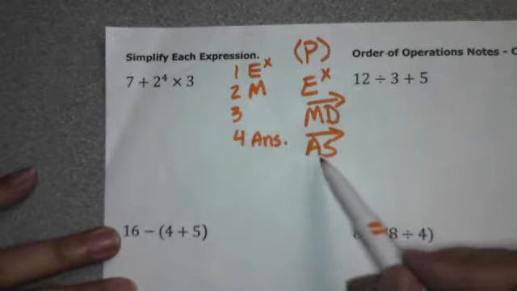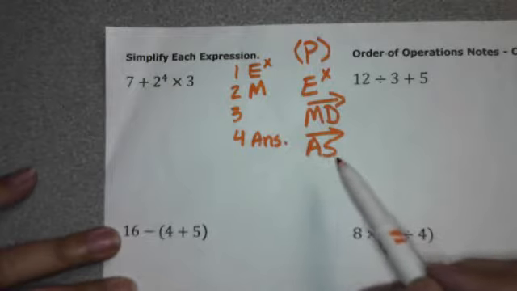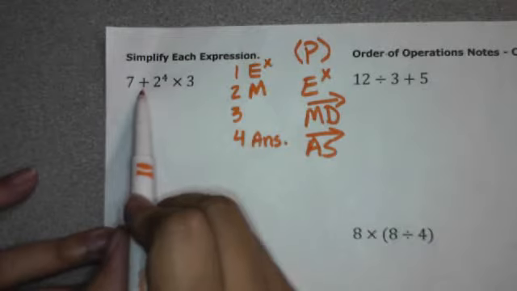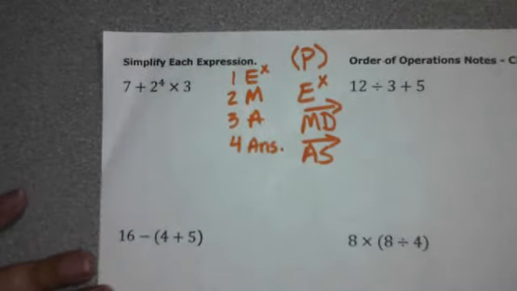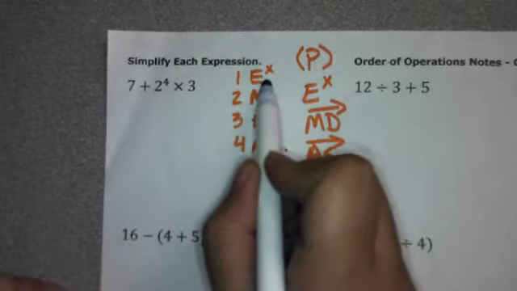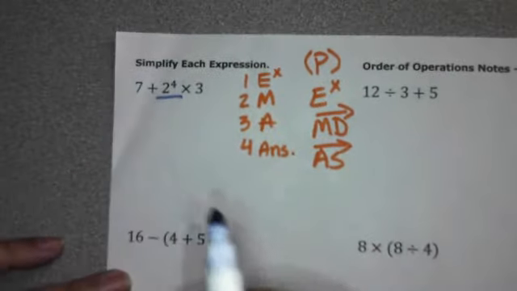Then step number 3 is going to be add, because the last step in your order of operation is always add or subtract, and we have an addition, so step number 3 is going to be add. So once you write down your steps, just go in and work it out. Step number 1 is exponents, so underline the exponents.